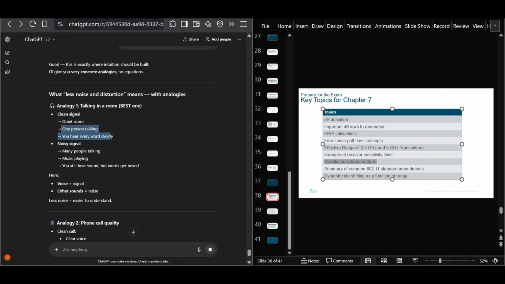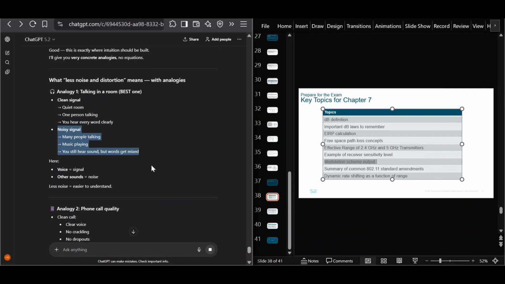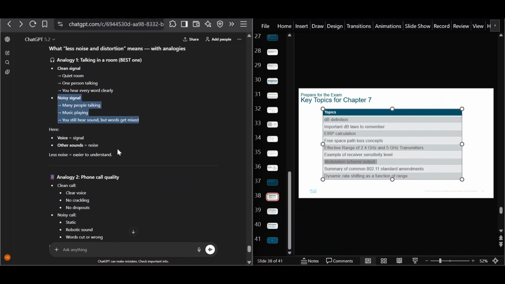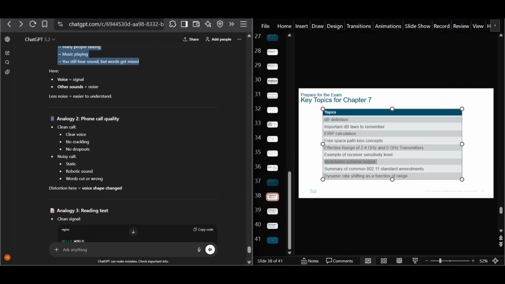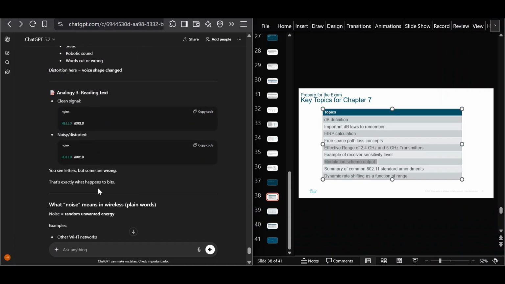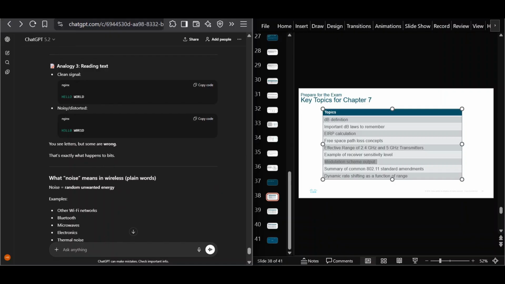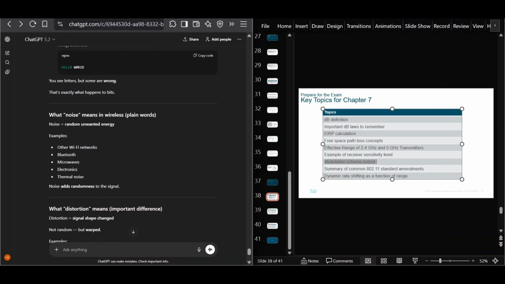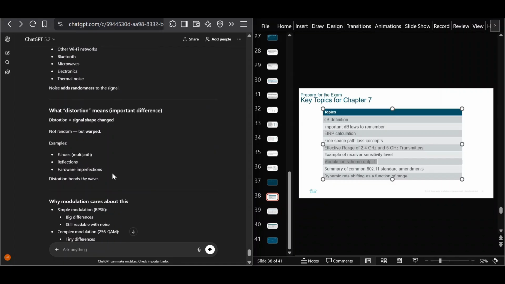A clean, quiet room with one person talking, you hear every word. Noisy, many people, music. Okay, voice equals signal, other sound is noise. And a phone call has quality, clear voice, no static. So that is what happens in bits. So signal to noise ratio: noise adds randomness to the signal.